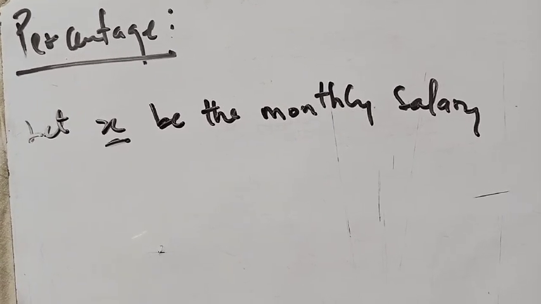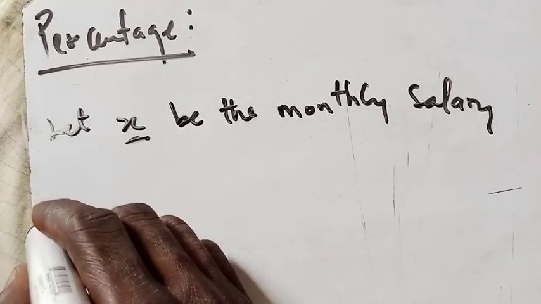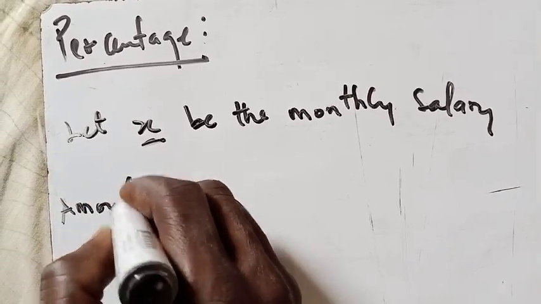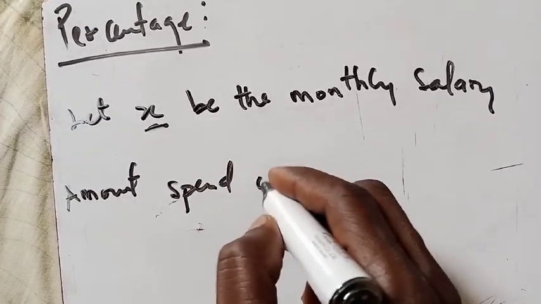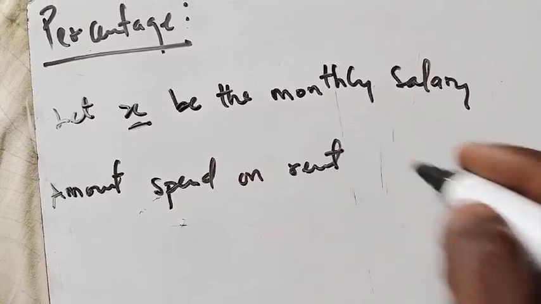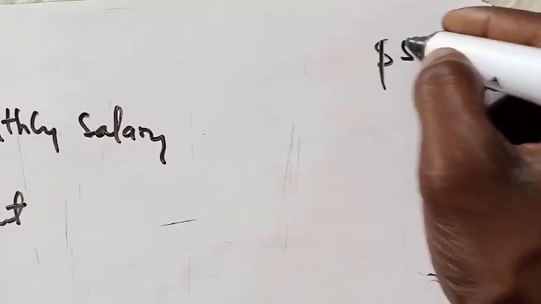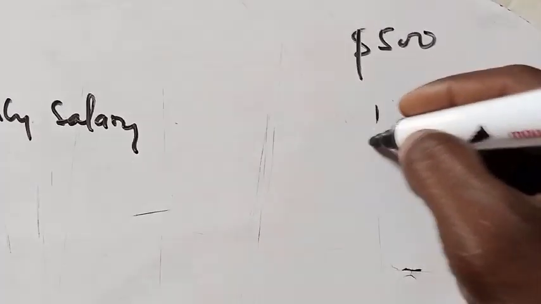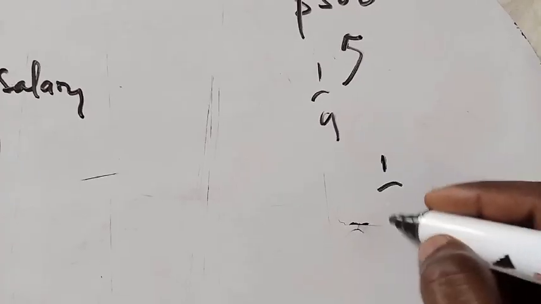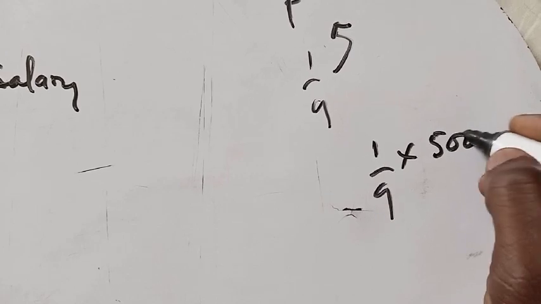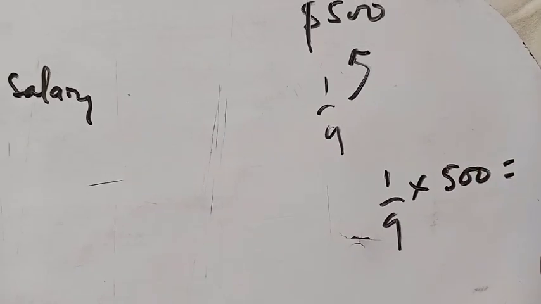Now the question says the man spends 1/9 of his monthly salary on rent. So the amount spent on rent is going to be, let's get back to it. Assuming you gain, let's say, $500 a month, and then you spend 1/9 of this amount. So you have 1/9 multiplied by 500, and whatever you get is the amount that you spend on rent.